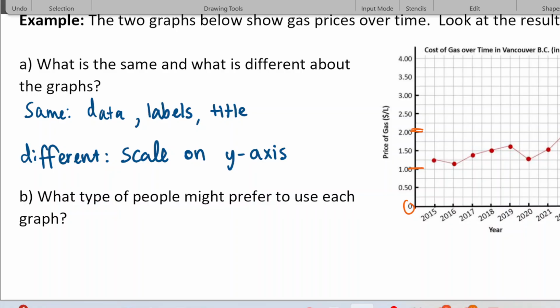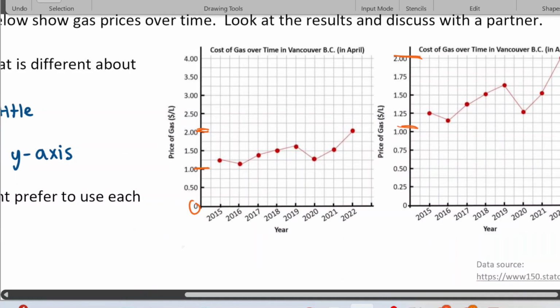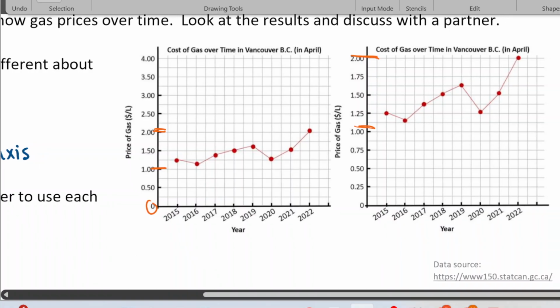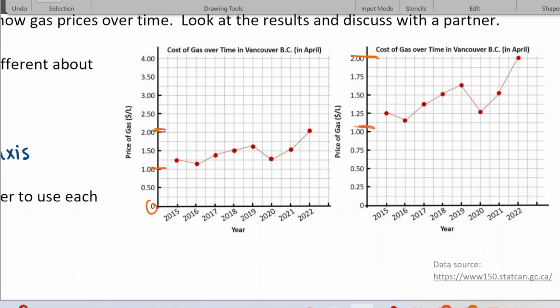So B, what type of people might prefer to use each graph? So when we look at data set A, the one on the left, you might want to use that data set if you have the narrative like, oh, gas prices haven't increased that much, the changes haven't been that big. Whereas if you wanted to say that the changes have been really big and dramatic, you might want to use the one on the right because the changes look more extreme, even though they're the exact same changes in prices.